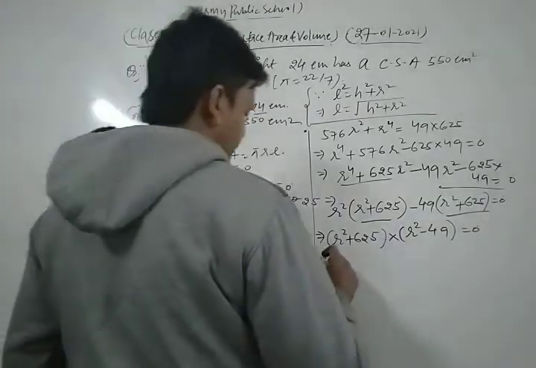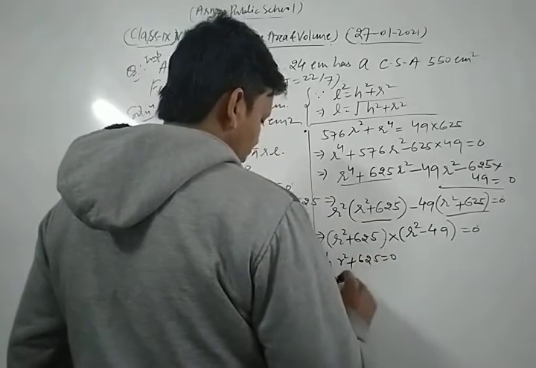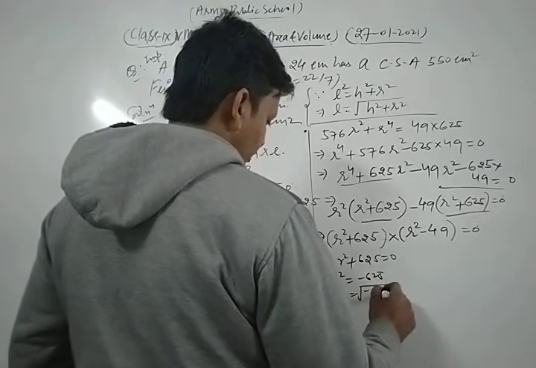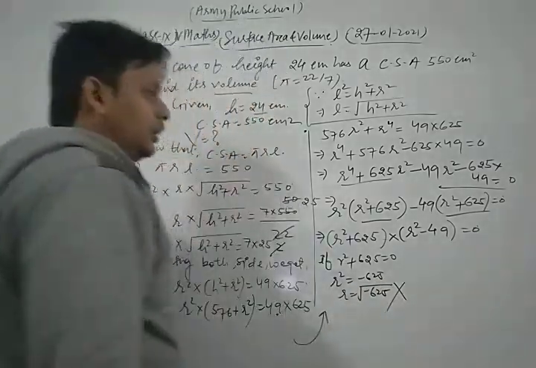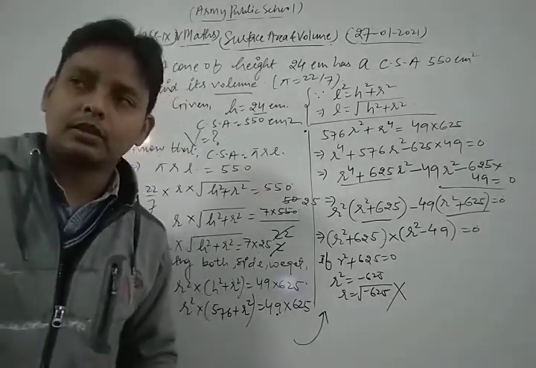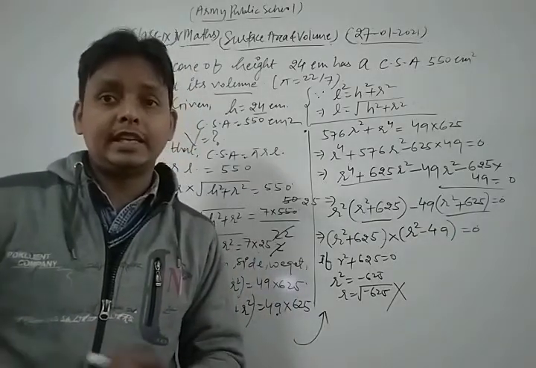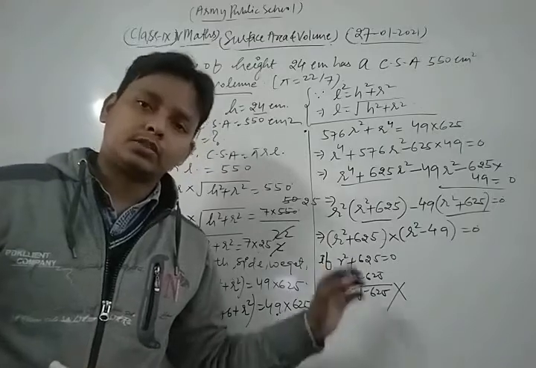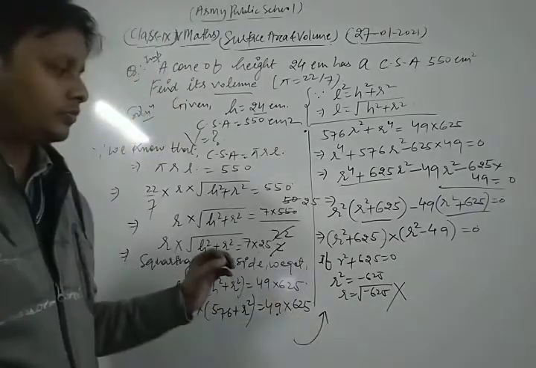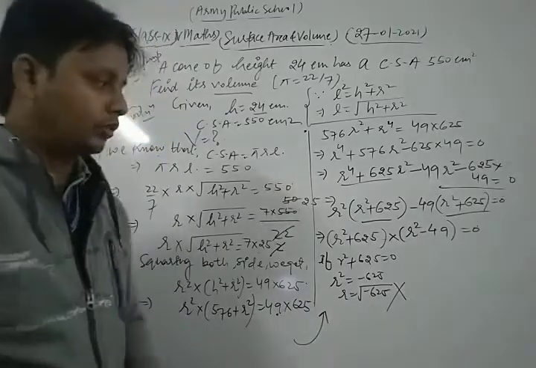So if we take r square plus 625 is equal to 0, then the value of r square is equal to minus 625. So r is equal to under root minus 625, which is not possible. Dear student, in previous classes we discussed that the square root of any negative number is an imaginary value, so it cannot be possible.